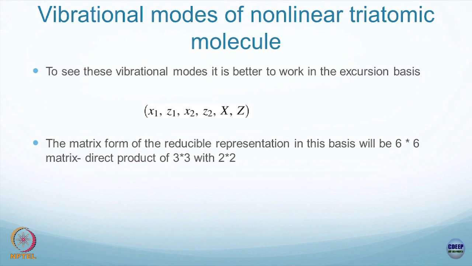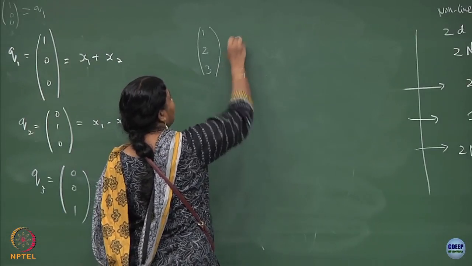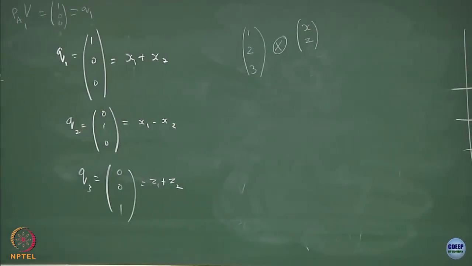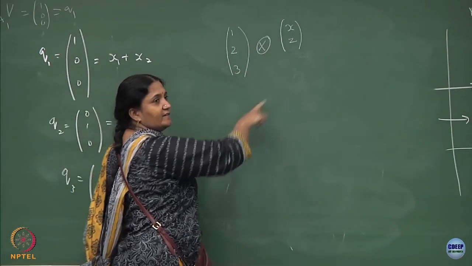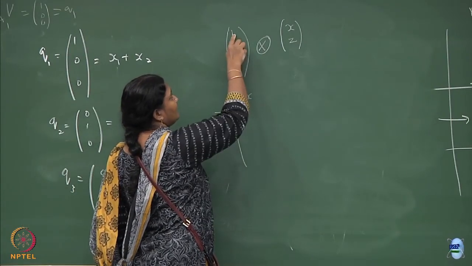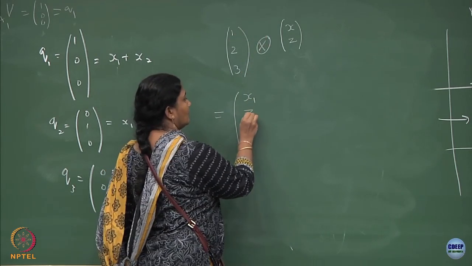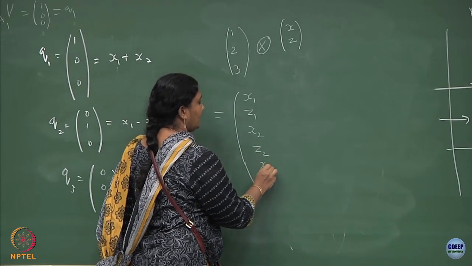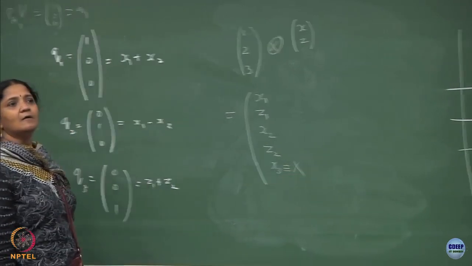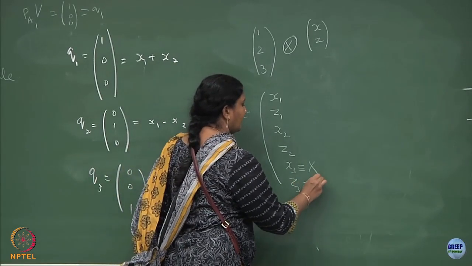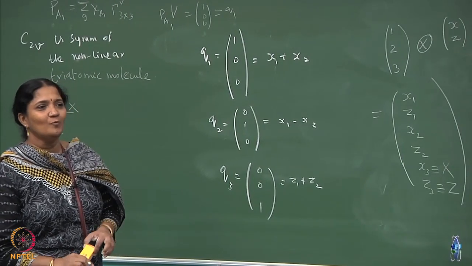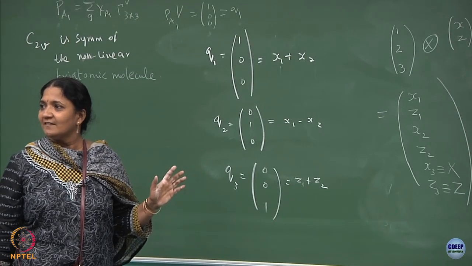So, I am going to do something like this. Atom 1, 2 and 3, tensor product with X and Z, okay. What is the meaning of this? If I write it in the long winding language, what is this? X1, and this one I am going to put as a subscript, okay. X2, Z2. X3, which is what I am calling capital X, and Z3, which I am calling capital Z. Is that okay?